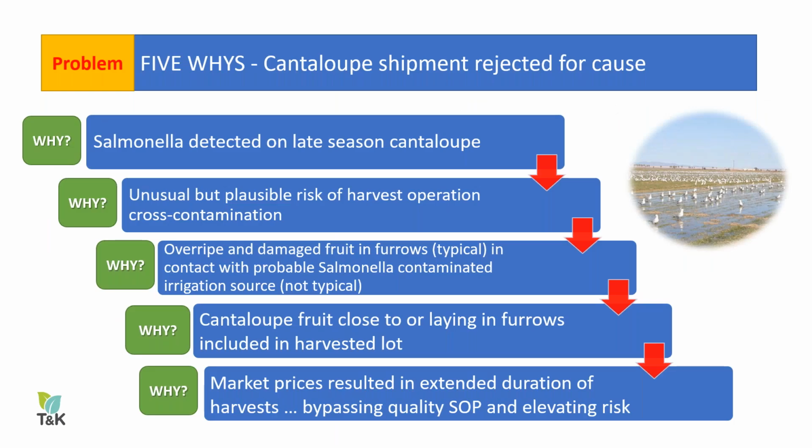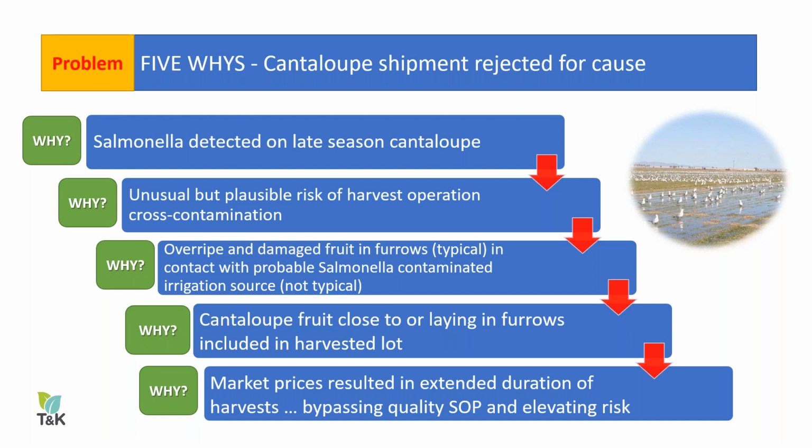There's another common tool that's used that I think is actually not that easy for fresh produce, mostly because it's hard to answer the why part, but it's called the 5 whys. Many of you may be familiar with it. So just a quick run through of a cantaloupe shipment that was rejected for cause due to salmonella detection.